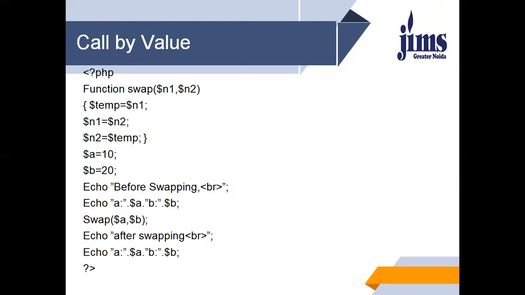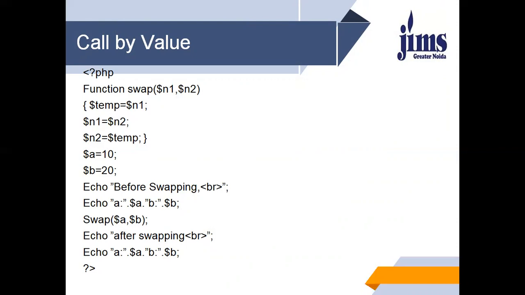In call by value for swapping two numbers, the function name is swap, and we pass two parameters, n1 and n2. In a temporary variable, we assign the value of n1 to temp, and the value of n2 we pass to n1, and whatever value we stored of n1 in temp, we again assign to n2. So this is the code for swapping the values of n1 and n2.